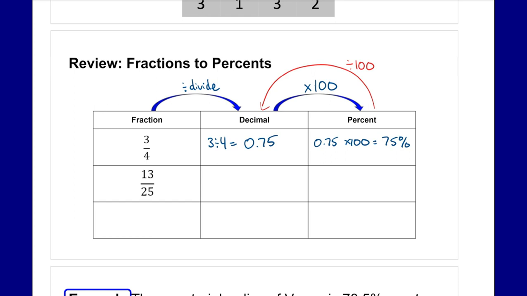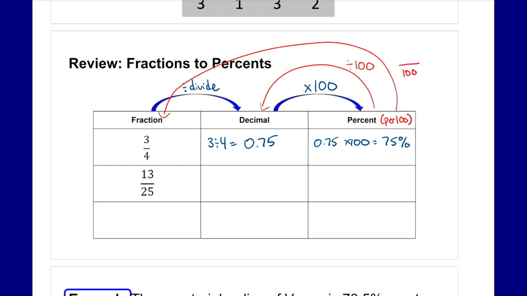It is easy to go from a percent to a fraction. I'll erase this just because it's going to be messy later on. If I want to go from a percent to a fraction, I just always take my percent and put it as a fraction over 100. Because percent means per 100, right? So 75%, 75 over 100. And then I can reduce it further if I need to.